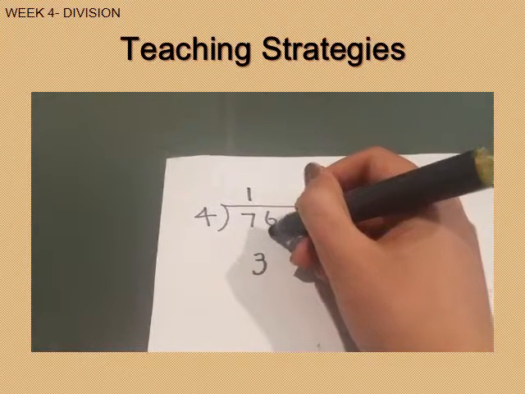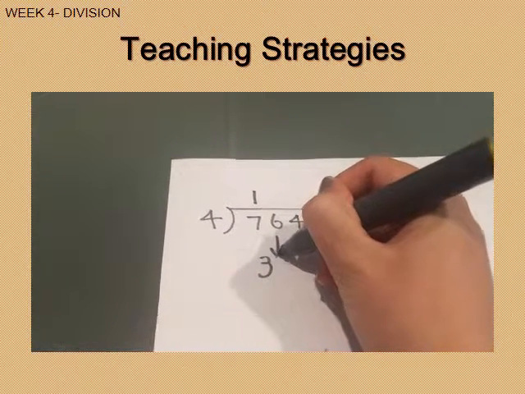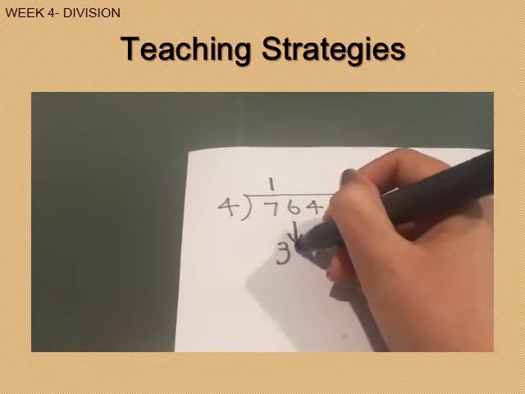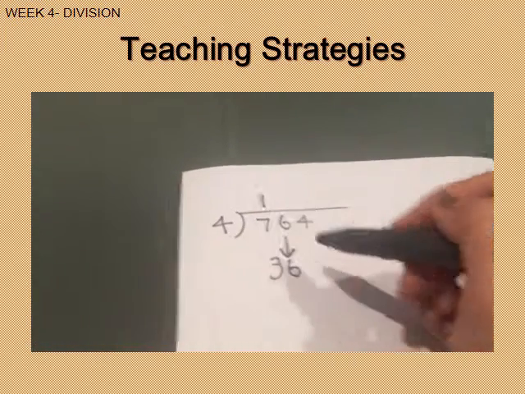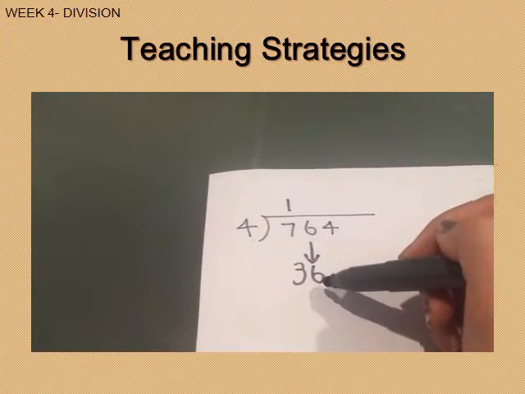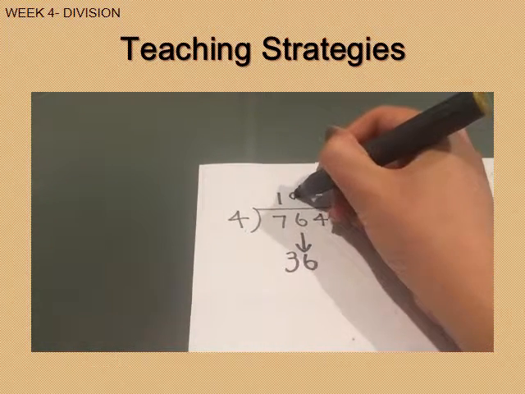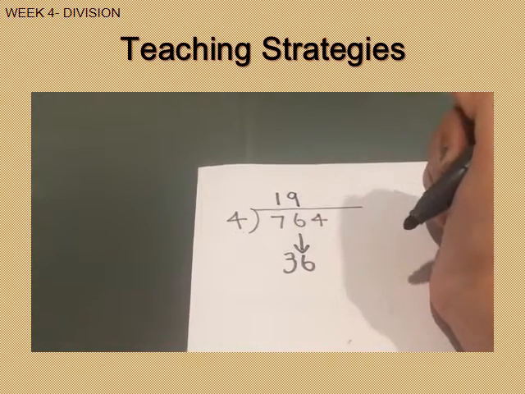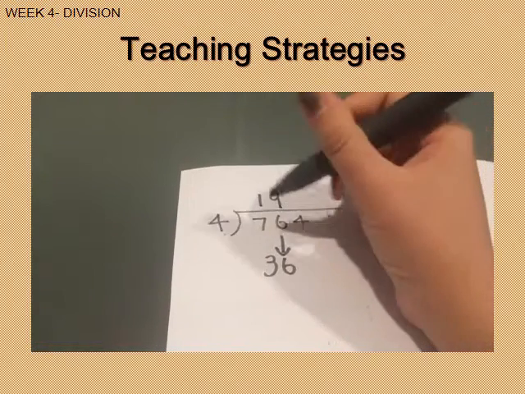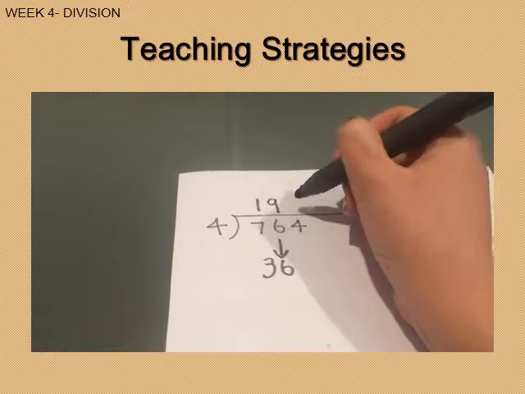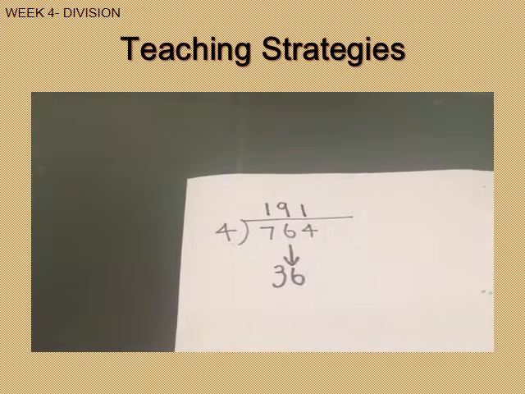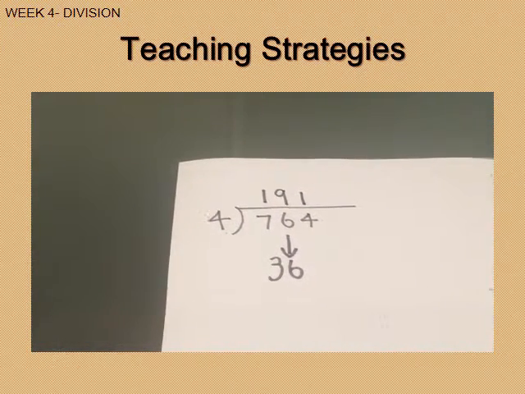And then you bring down the 6, which now becomes 36. And then you go 4 into 36 goes 9 times with no remainders. And then you can have 4 into 4, which is 1, leaving you with the answer of 191.